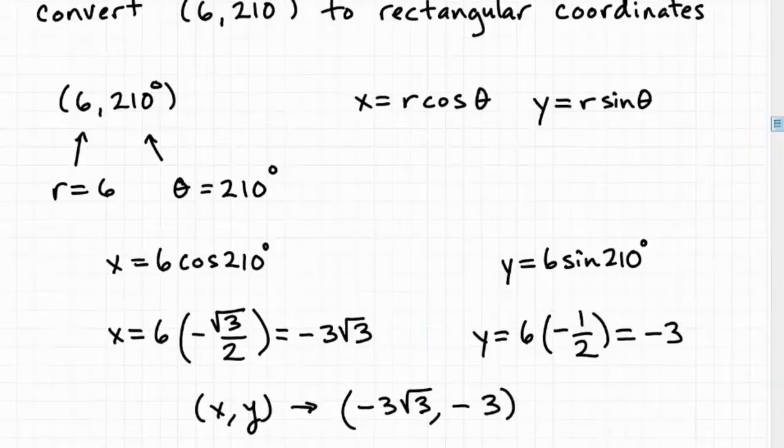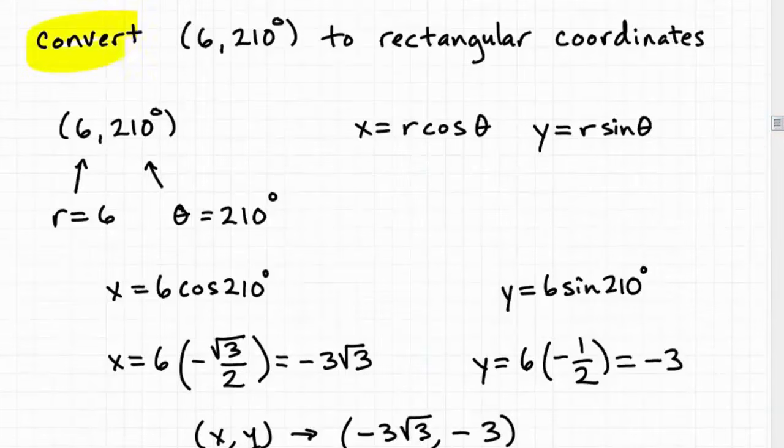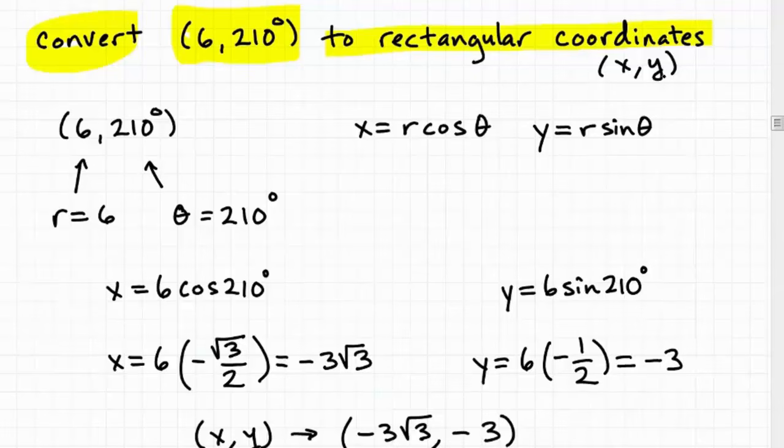All right, so let's convert this point. Now, what kind of point is this? Now you can start getting used to it. It's a polar coordinate, right? So 6 is the radius and 210 degrees is our angle. So we want to convert this to rectangular coordinates. In other words, we want to go from polar into xy, right? That's rectangular coordinates. So I'm going to need x and I'm going to need y.